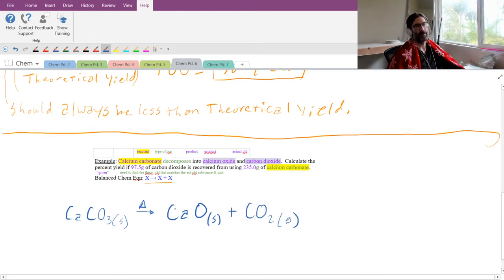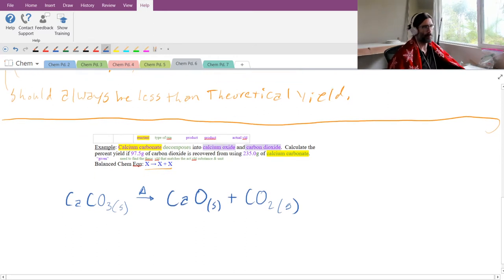Now, what now? We have a chemical equation. What now? Anyone? Balance the equation. Excellent. Yes. Absolutely. We need to balance this equation.